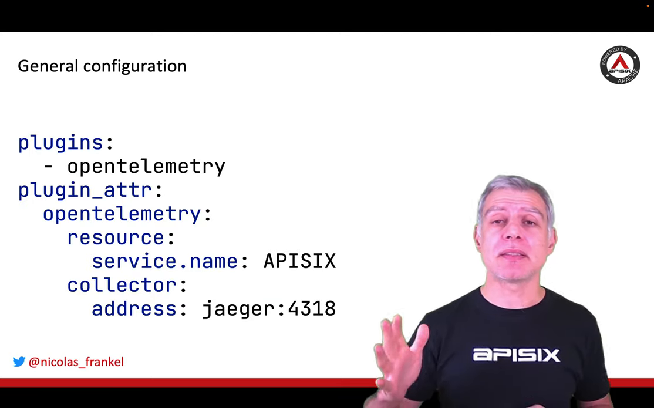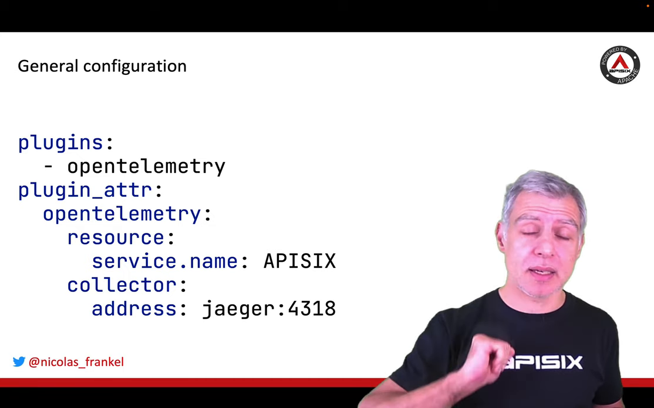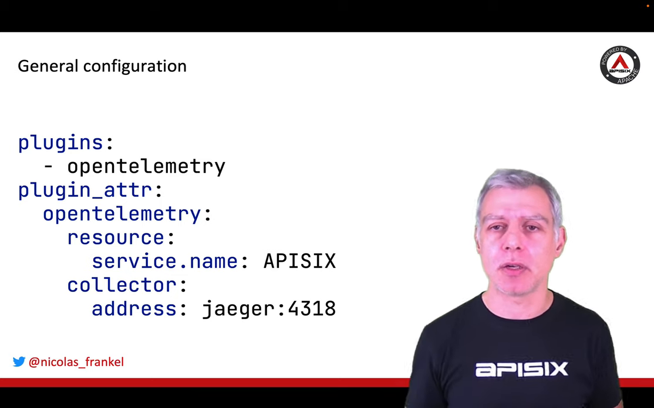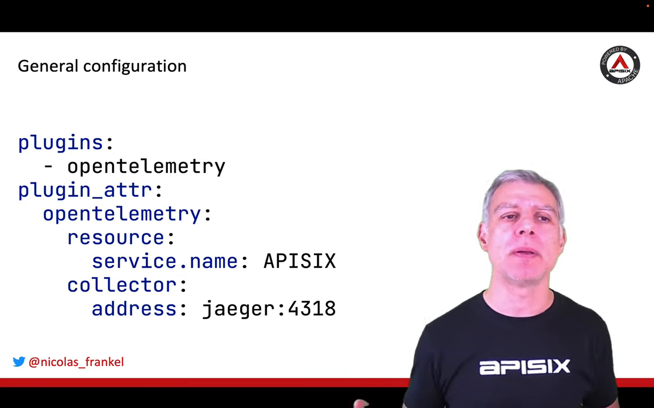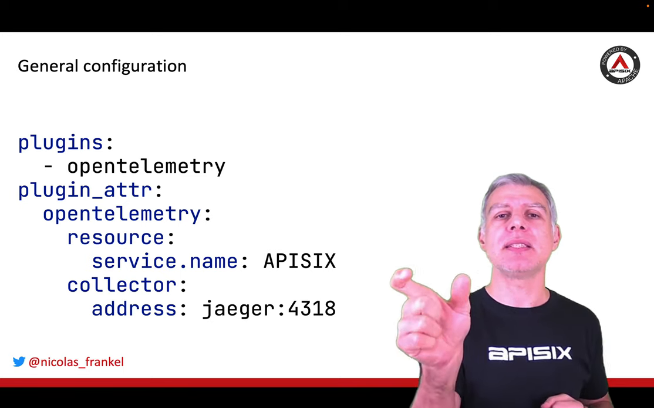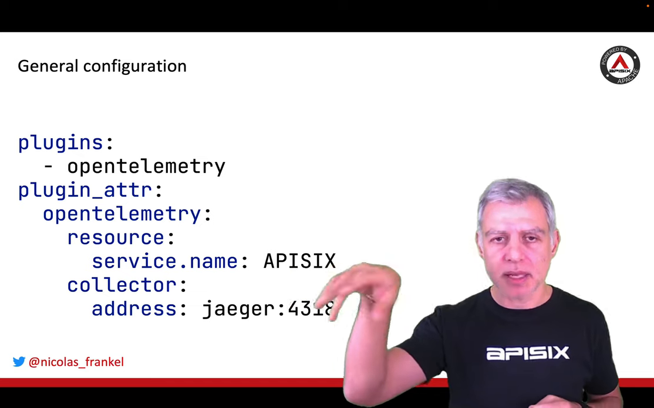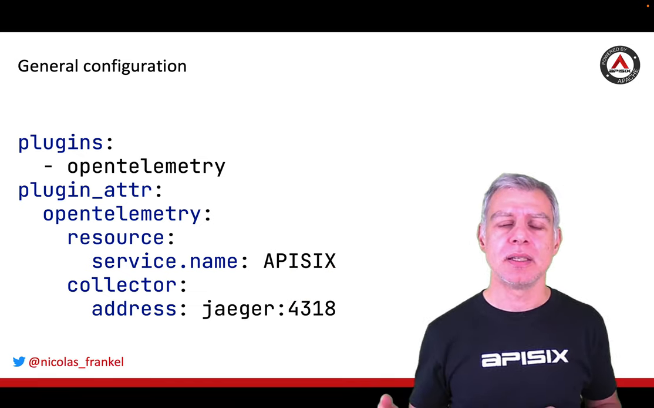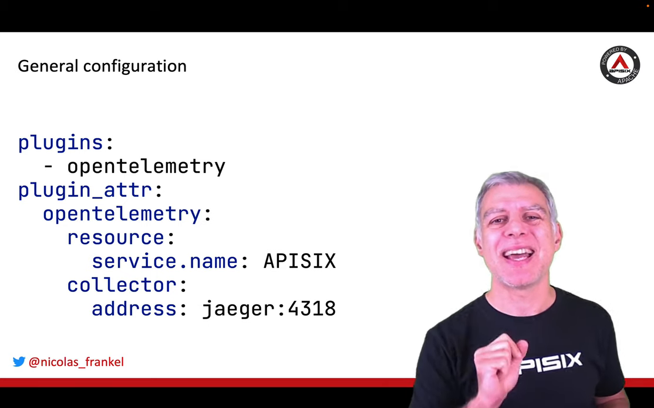So to configure it, there is this general configuration. As I mentioned, Apache APISIX has a plugin architecture. So here I say, hey, I will be using OpenTelemetry. It's an out-of-the-box plugin. You don't need to write any code. And then you can tell, hey, this is the name by which I want to be known in the data of OpenTelemetry. And this is where I will send the data. So I will be using Docker Compose, and so I have a dedicated Jaeger component.